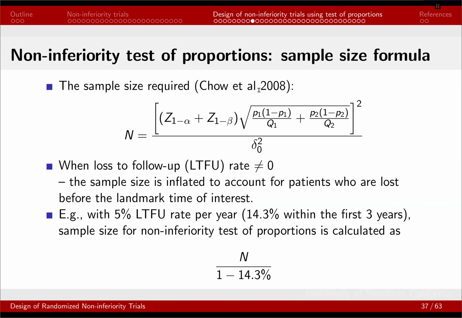Based on Chow et al. 2008, this would be the sample size required for non-inferiority tested proportions. When loss to follow-up rate is not 0, we inflated the sample size to account for patients who are lost before the landmark time of interest. For example, if the loss to follow-up rate is 5% per year, that would mean within 3 years, 14.3% of the patients would be lost to follow-up. Then we inflate the total sample size by this factor.